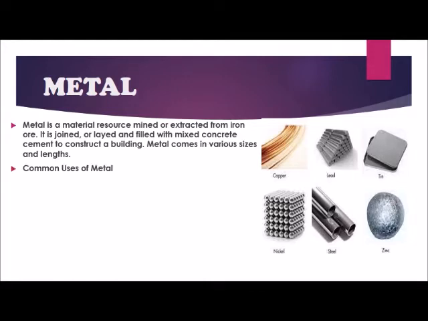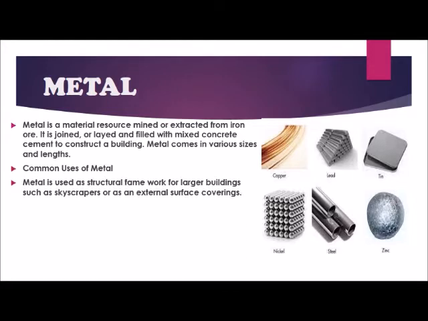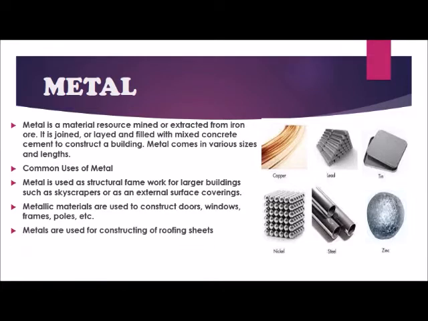Common uses of metal. Metal is used as structural framework for larger buildings such as skyscrapers or as external surface coverings. Metallic materials are used to construct doors, windows, frames, poles, and so on. Metal is used for constructing roofing sheets. It is used as a base for many building materials that require protective coating.